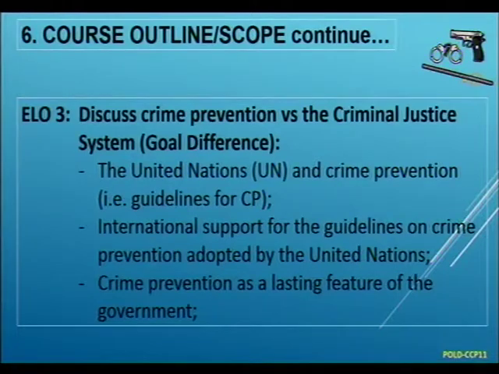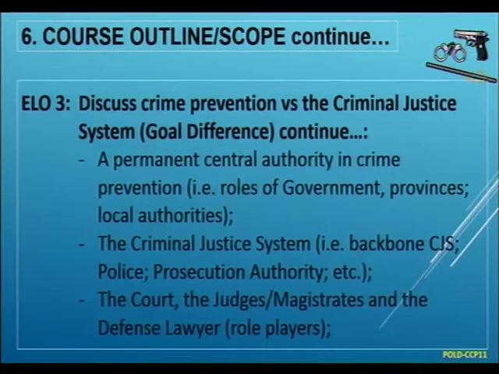The United Nations and crime prevention, its guidelines for crime prevention, and international support for the guidelines on crime prevention by the UN. Crime prevention is a lasting feature of the government. A permanent central authority is crime prevention. What are the roles of the government, for example, provinces, local authorities, the criminal justice system? What is the backbone of the criminal justice system, police, prosecution authority, and what are the roles these ones play? The court, the judge, magistrate, and the defense lawyer, they are role players.